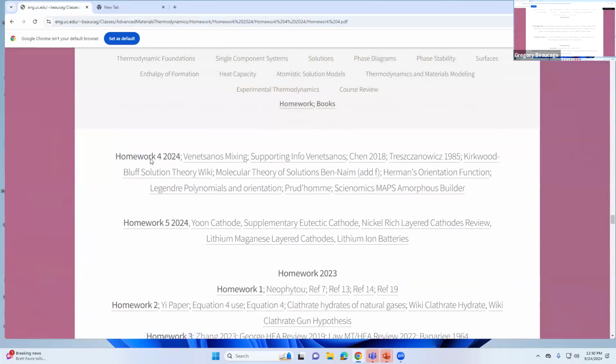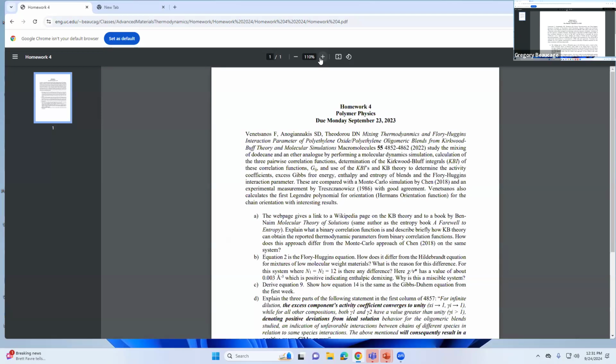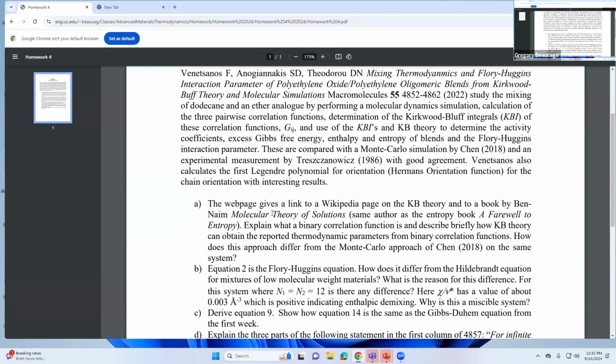For, let's see. So yeah, for part A of this, I guess I wanted you to show the plot of the correlation function and say why. I mean, some of you did okay on that. I think most people.